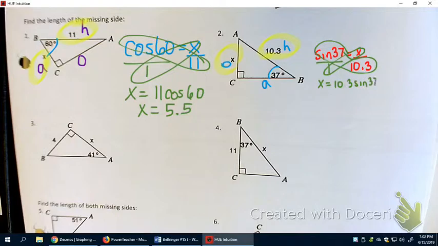Alright, let's put it in the calculator and see what we get. When we do these, let's round them to 1 or 2 places. So I'm going to put 6.20 because the 1 rounds up and also the 9 does as well.